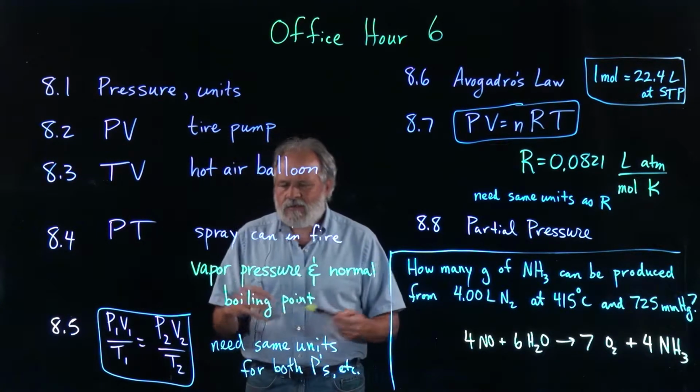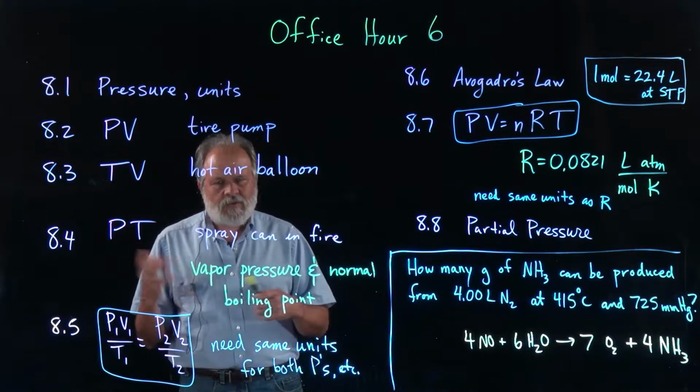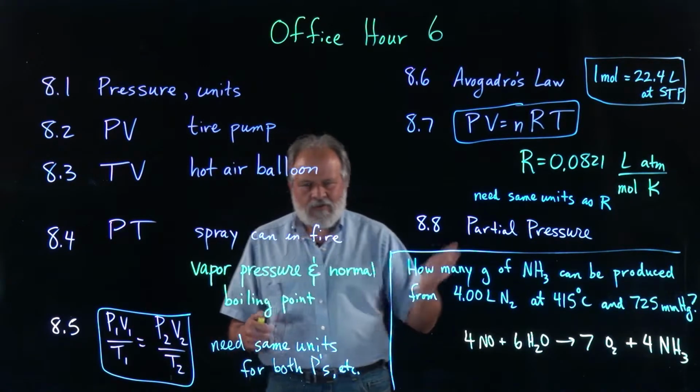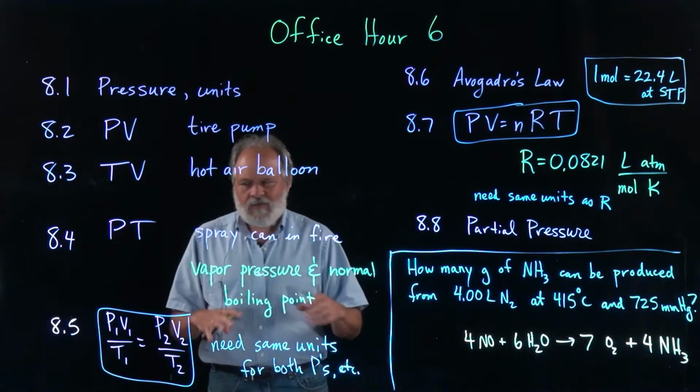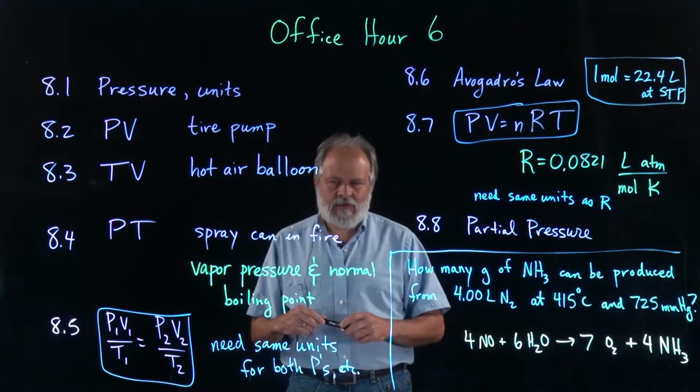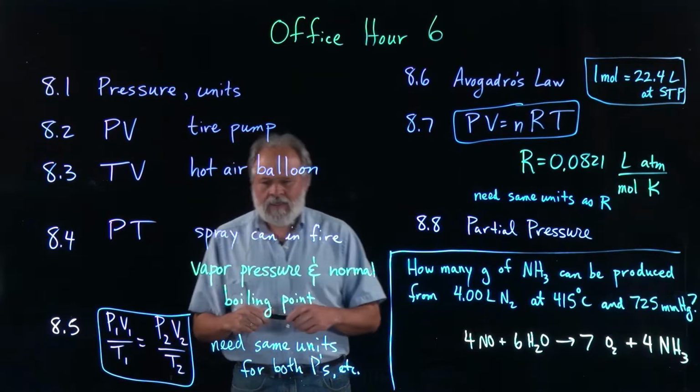Section 8.4 talks about the relationship between temperature and pressure. For example, if you buy a spray can that says don't throw in a campfire, that's because if you heat up the gas inside, raise the temperature, the pressure inside the can increases, and it will rupture.